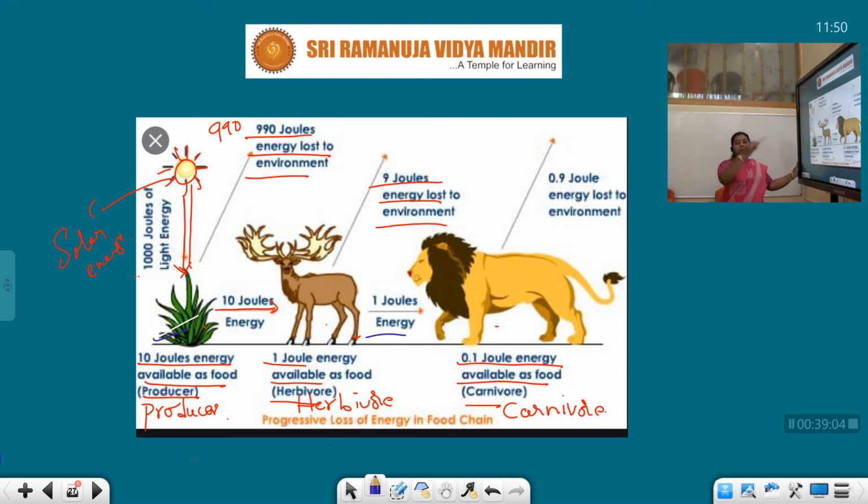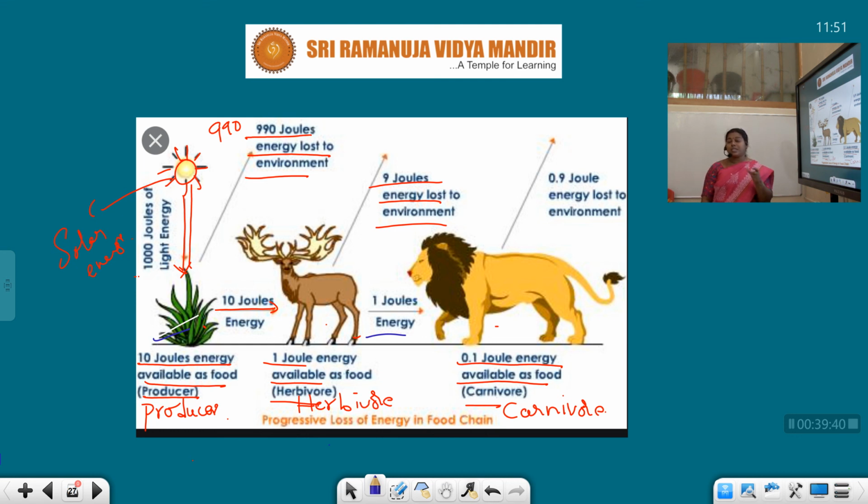So in every step of this ecosystem, the amount of energy utilized is very low, and the amount of energy lost is high. Understand? So this is about the progressive loss of energy in the food chain. Students, I hope you all understood about energy pyramids, pyramid of numbers, pyramid of biomass and pyramid of energy. I explained everything very clearly, and twice in the same class. I hope you all understood the things.